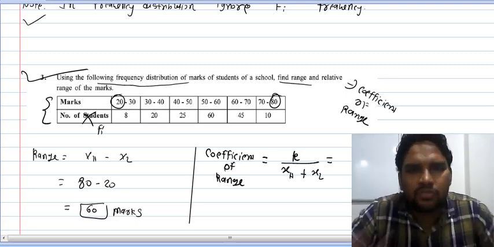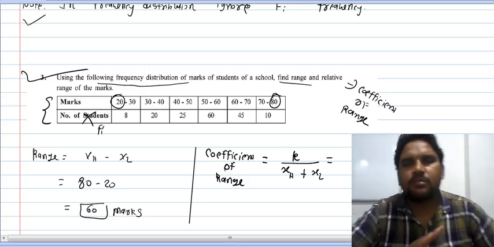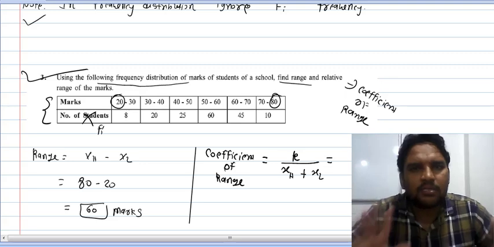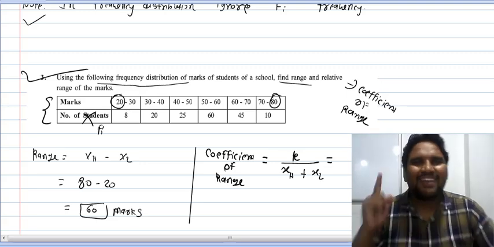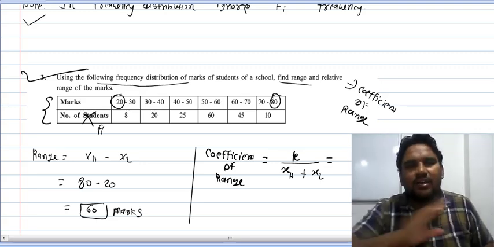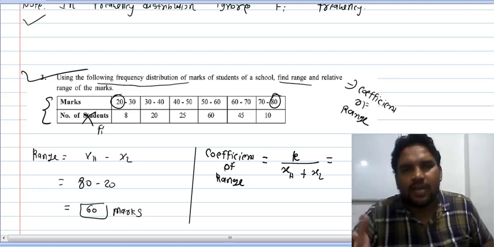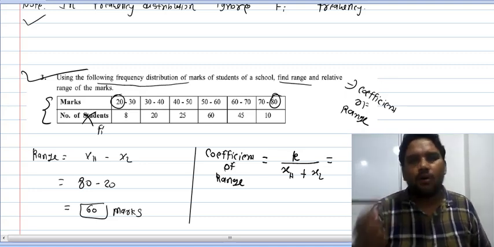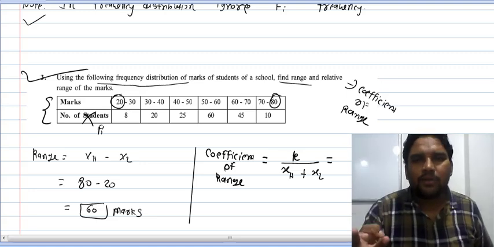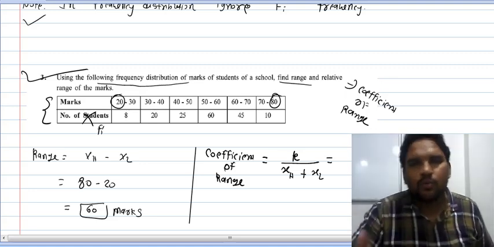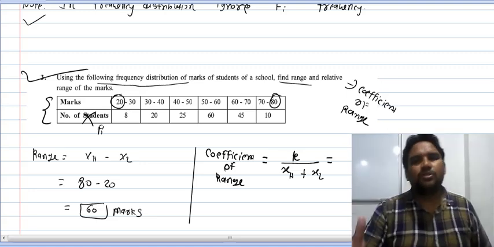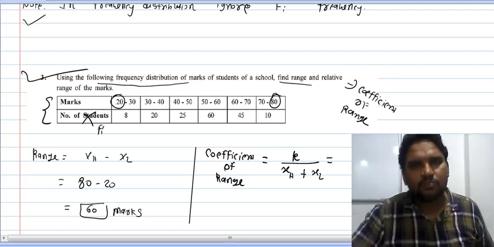So here your range topic is done. The first measure of dispersion is done. Is this topic easy or not? Yes or no? It's very easy, and I think you know this. See, I have taken all three types of data: raw data, discrete data, and continuous data, and I showed you how to solve the range question in three different types of data.